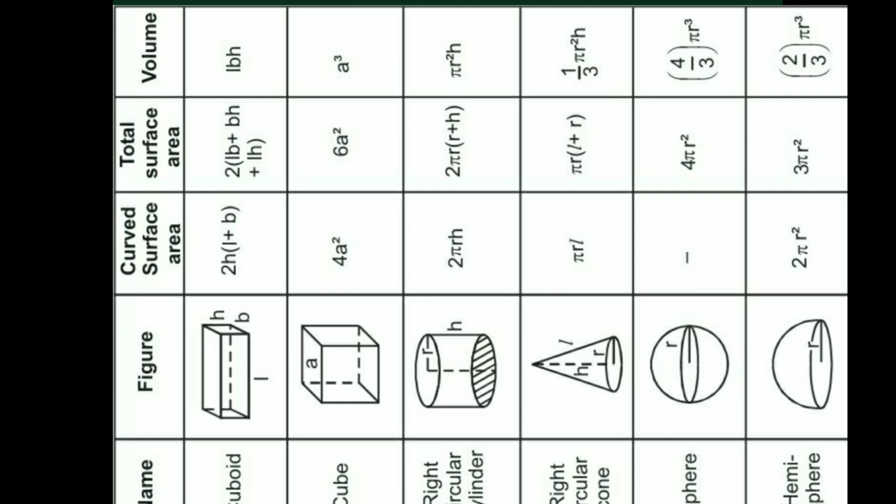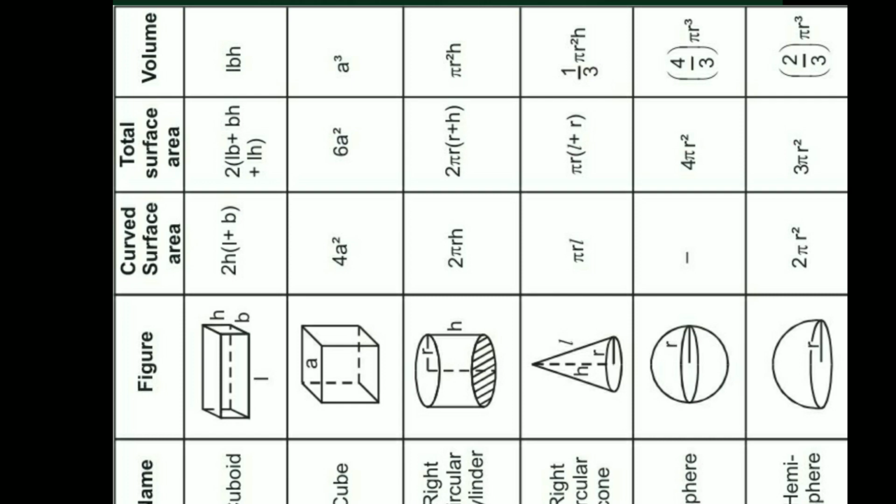Now cone. In the cone, this is the radius R, this is the height H, and this is slant height L. So the curved surface area will be pi RL. Total surface area will be pi R into L plus R. So the volume will become 1 by 3 pi R square H.